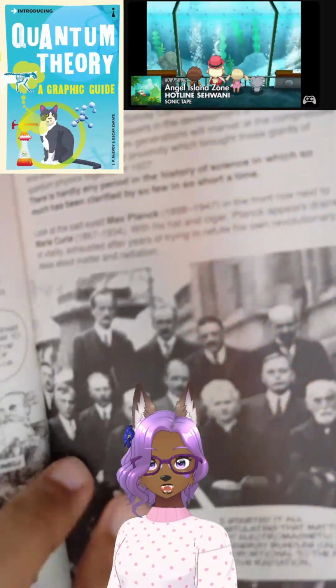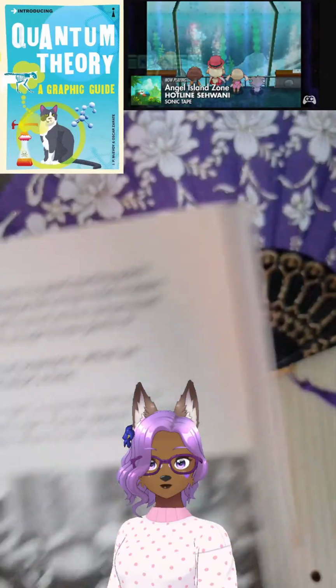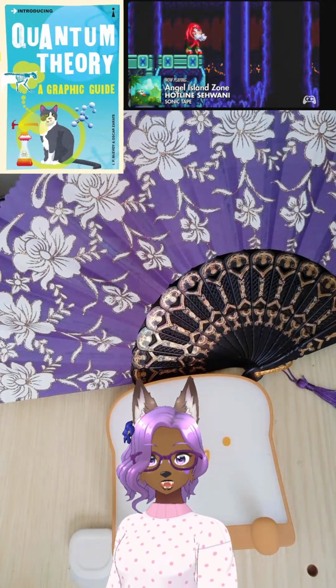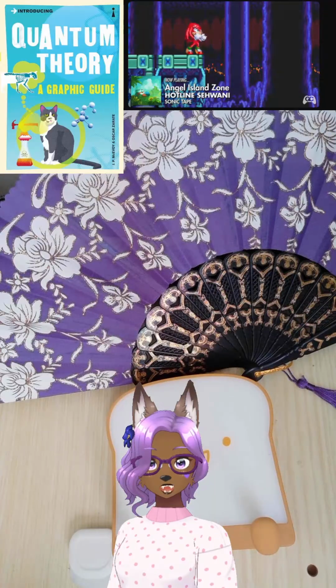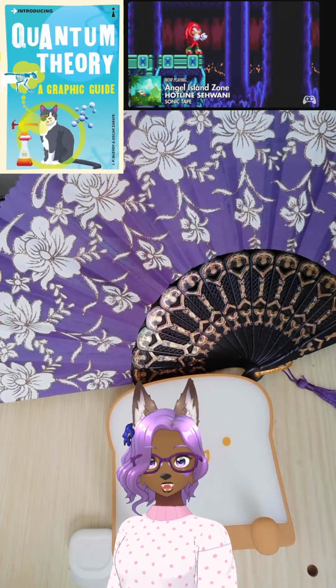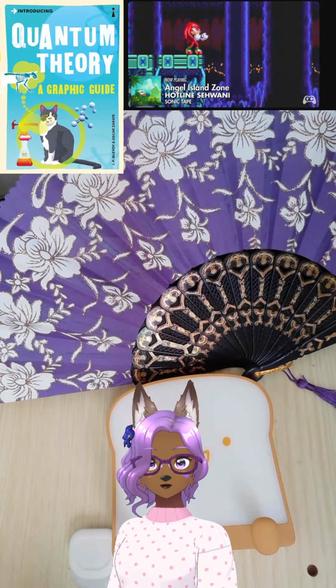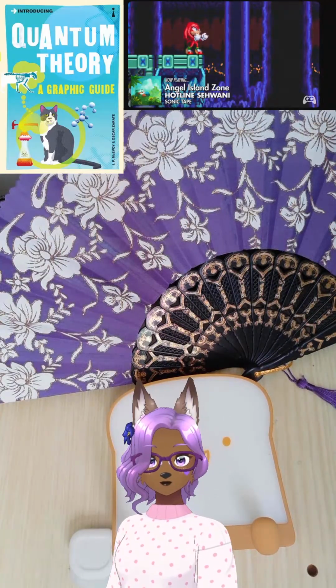Alright, so this guy here, maybe we'll find out who that is. I started it all in 1900 by postulating that matter can absorb and emit electromagnetic radiation, i.e. light, only in energy bundles called quanta, whose size is proportional to the frequency of the radiation. Oh wait, I skipped a bit. So I'll go back to the top here.